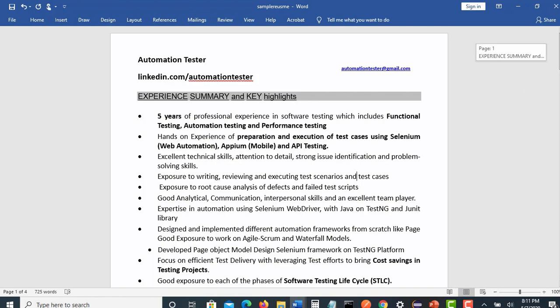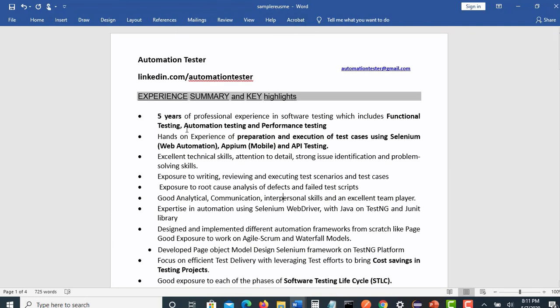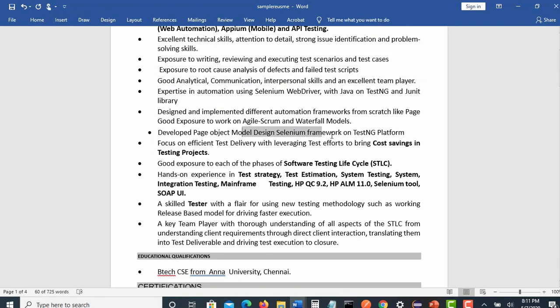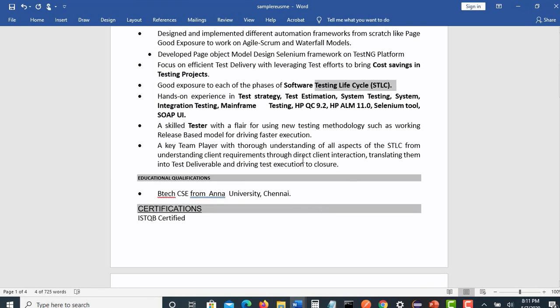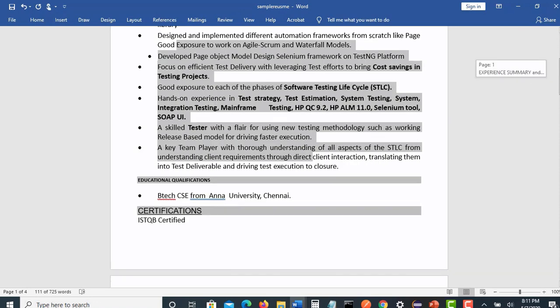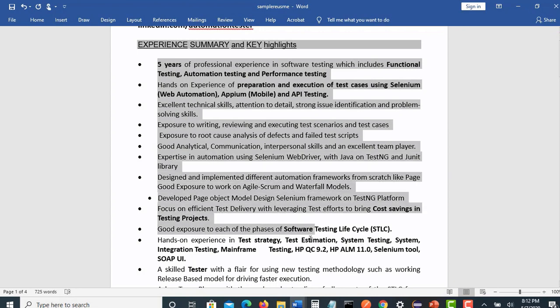Most of the screening will be done by looking at the first few points only. Right now, if we start looking at this resume: 5 years of experience, functional automation, performance, Selenium, API, one quick glance of what he has done, page object model, software testing cycle. By looking at this, the first impression is that this is an automation resume, right? If you don't put any automation related things in your initial summary, then that will have a negative effect.